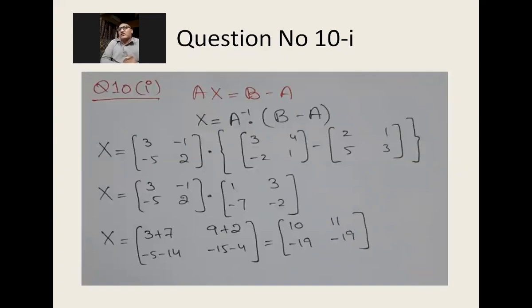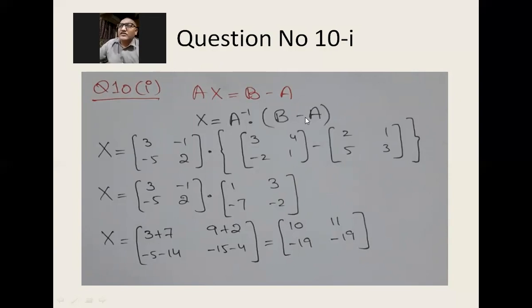Now the question number 10 A part is here, and AX is equal to B minus A. I know the value of the B, I know the value of the A, but this A is multiplying here. So I will take this A to the other side, it will become A inverse, but because this is on the first position on the left side, when it goes to the other side, its inverse will also be written in the first position. So here you can see I've written it in the first position, and then I put a bracket around them because these two matrices are supposed to be subtracted.